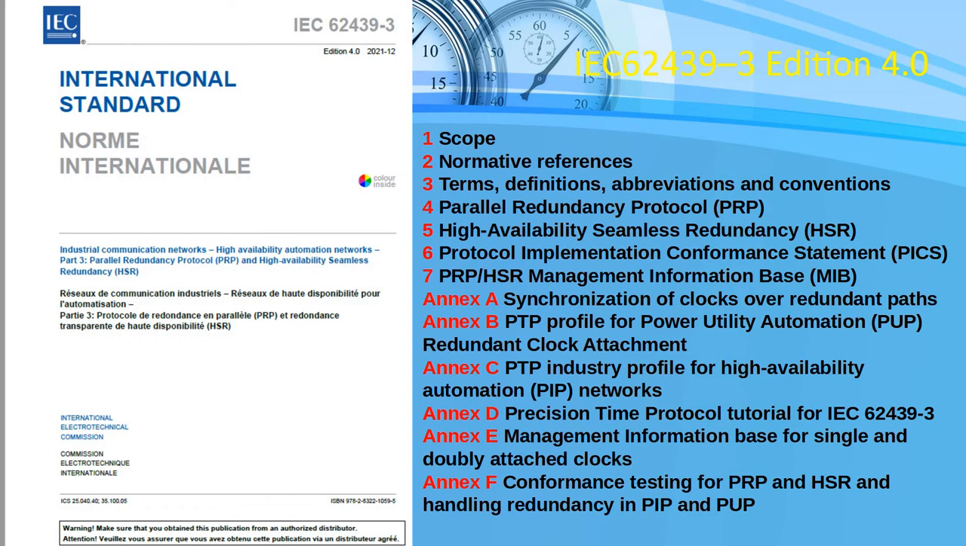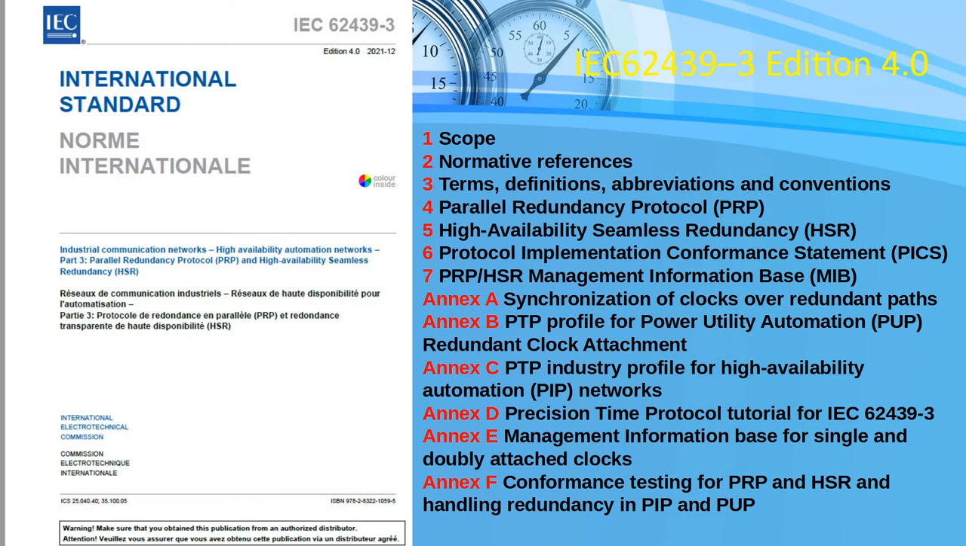Annex A, synchronization of clock over redundant paths. Annex B, PTP profile for power utility automation, redundant clock attachment. Annex C, the PTP industry profile for high availability automation networks. Annex D, precision time protocol tutorial for IEC 62439-3. Annex E is the MIB for the single and doubly attached clocks.